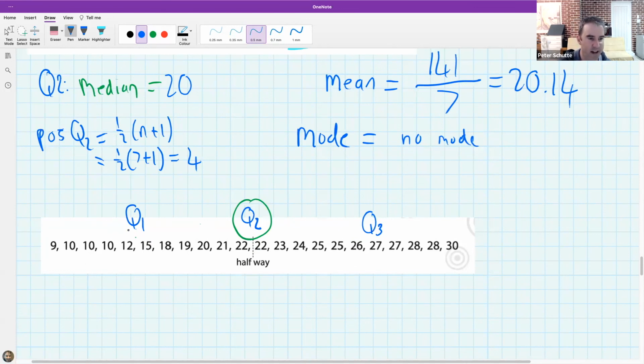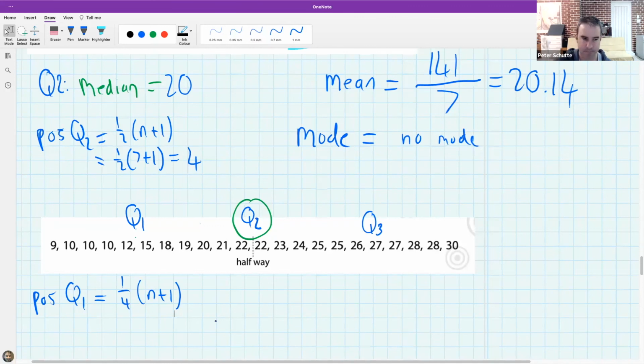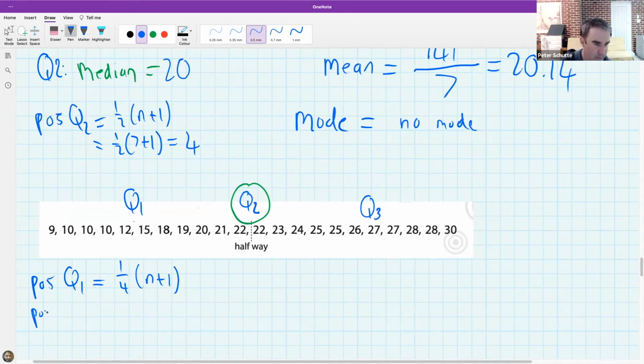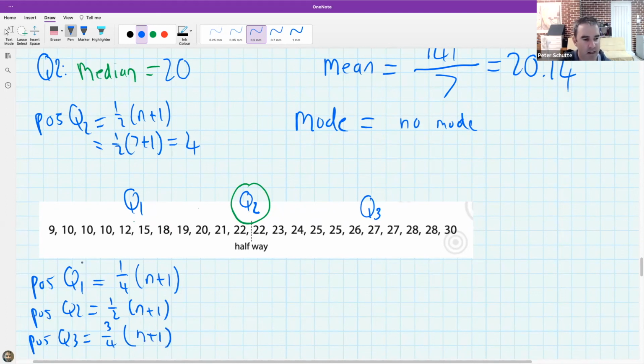So if you want to find Q1, you use a formula to find the position of Q1. The formula you use is 1/4 times n plus 1. If you want to find the position of Q2, which we've done throughout, we just use that formula to find its position. And the position of Q3 is just going to be 3/4 times n plus 1. Now, this is just the position. It's not the value. The value is going to be the value of that number in the position.